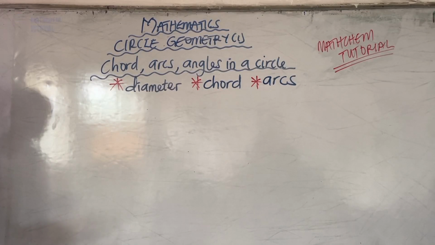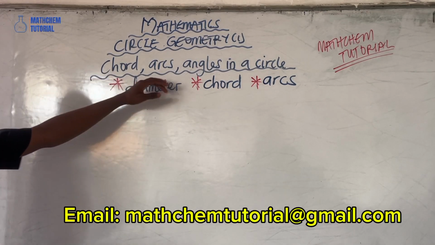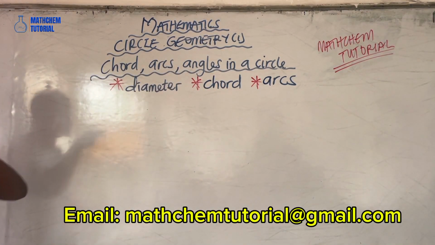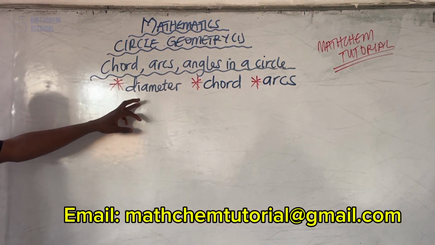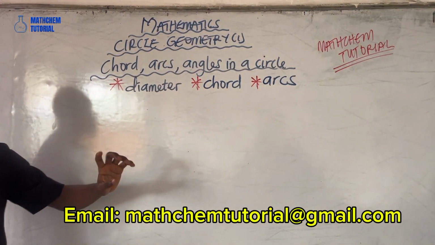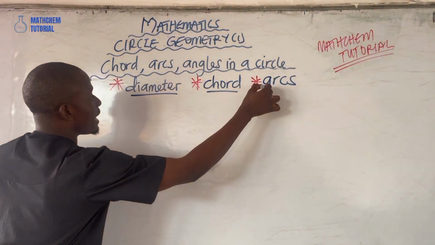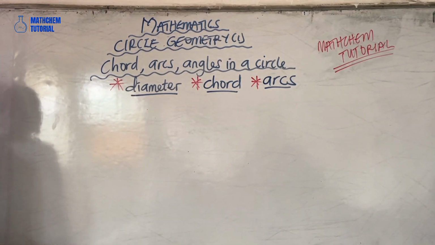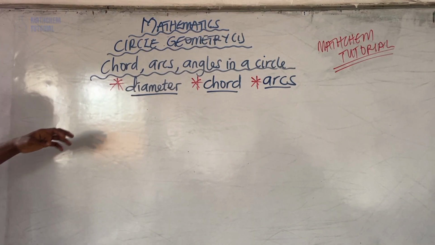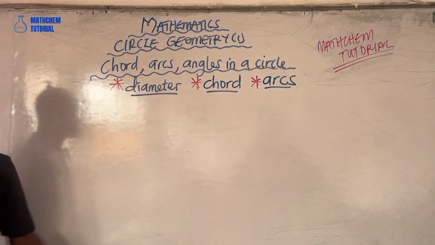In this video, we are going to be looking at circle geometry, and the subtopic we'll be looking at in this topic is chords, arcs, and angles in a circle. These are the three terminologies we'll be explaining in this topic. The first one is diameter, the second one is chord, and arc in a circle. After this, we are going to be explaining what we call angles in a circle.